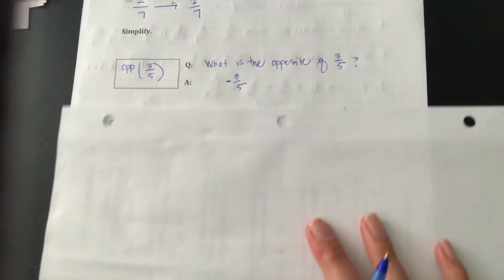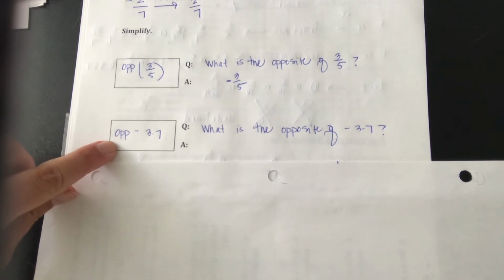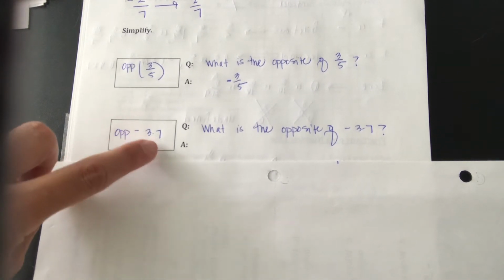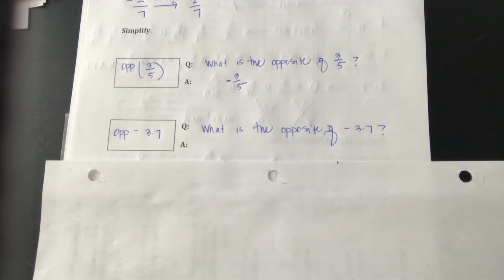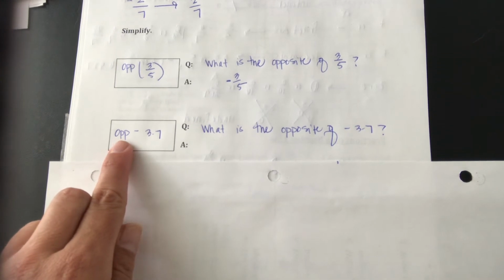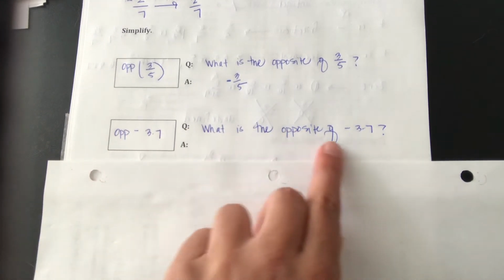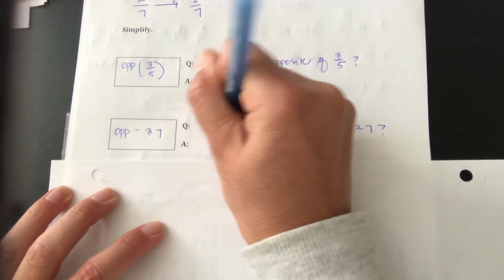Okay, so if you need to pause to write this in, go ahead, but I'm just going to continue on. I'm going to pull my paper up, and here we have our next box. So this one says the opposite of negative 3.7. So I just write that down in the question. What is it asking me? It's asking me what is the opposite of negative 3.7. Right, it's just positive 3.7.